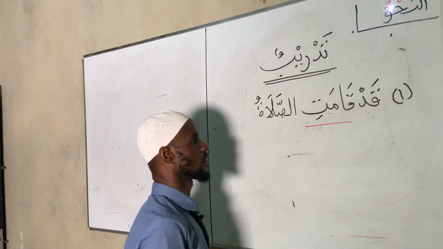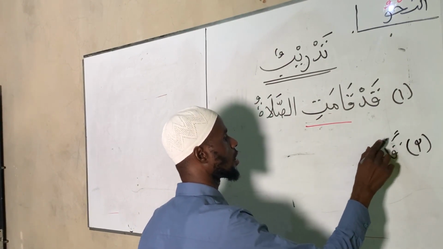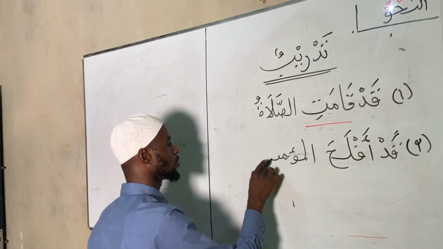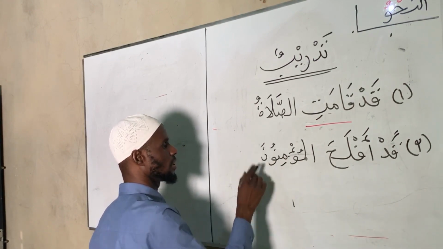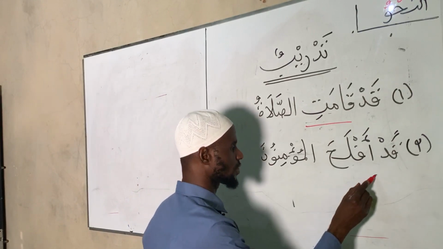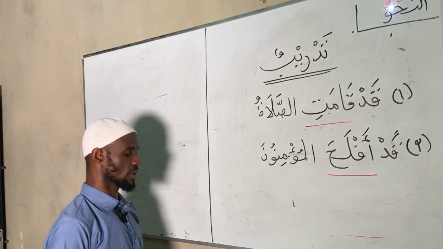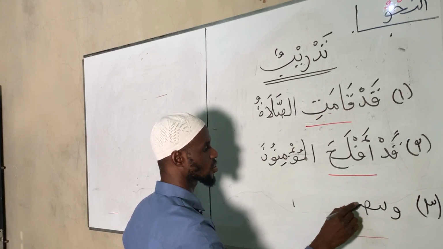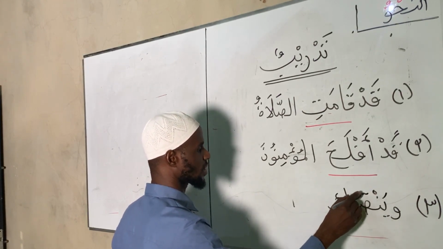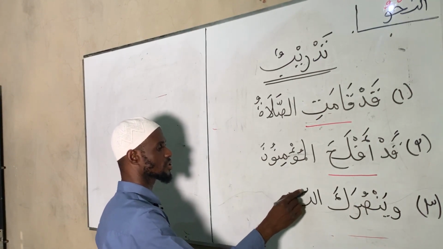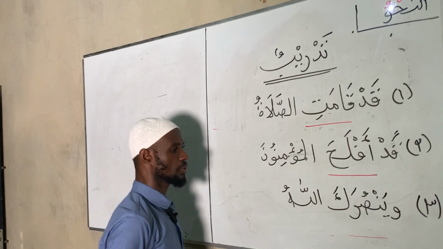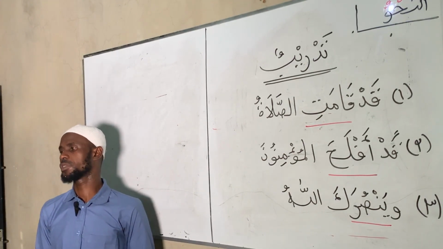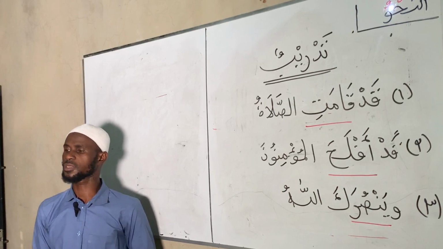Another one is قد أفلح المؤمنون. The believers are successful indeed, or have been successful. So you pick, is it فعل ماض, فعل أمر, or فعل مضارع. And the last is, Allah says, وَيَنْصُرَكَ اللَّهُ. He was talking to the Prophet and said, and Allah will assist you. So you pick for us which type of verb that is. So we pause the video for a few seconds, then answer my questions.